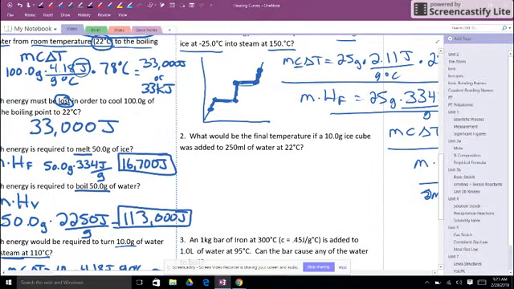Okay, let's do a little conceptual question here again, bridging together the specific heat concept and the heating curve concept. What would be the final temperature if a 10-gram ice cube was added to 250 milliliters of water at 22 degrees Celsius? Let's do a little picture here. Now what's going on here is energy is going to be transferred from the water to that ice cube. So it looks like this is a Q equals negative Q type problem.